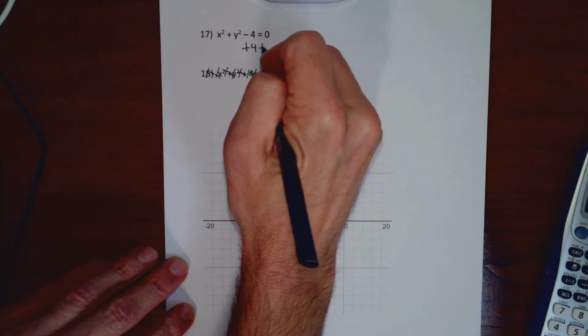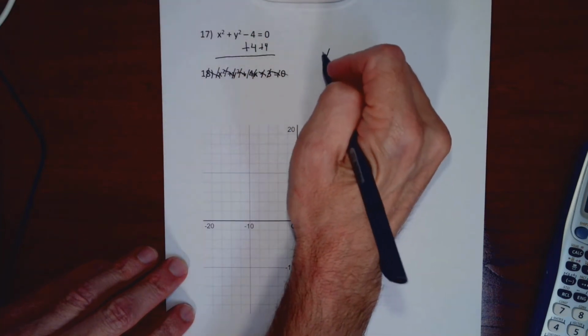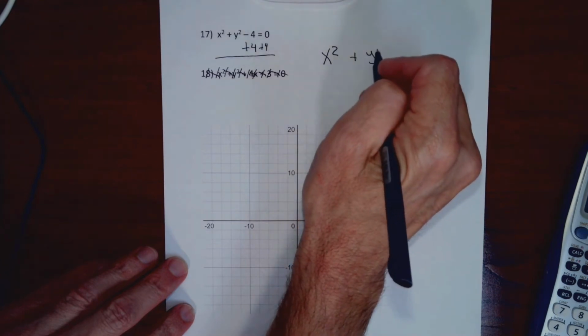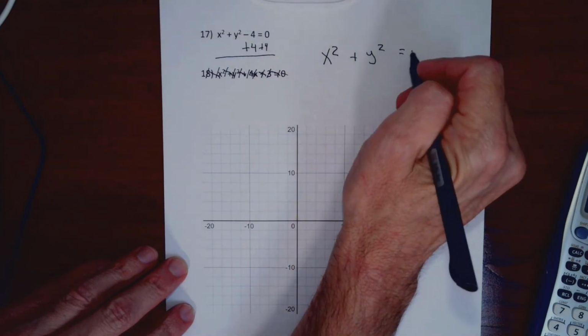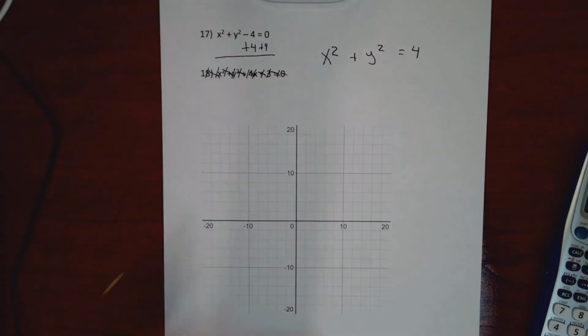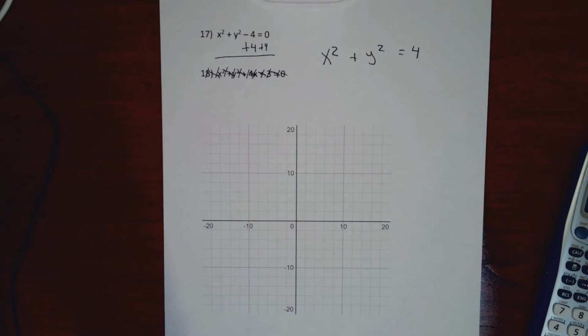The number that doesn't have a letter, if there is one, needs to be on the opposite side of the equation. So adding 4 to both sides, I get x squared plus y squared equals 4. There isn't an x to the first power term, so I don't need a c for the x's. There isn't a y to the first power term, so I don't need a c for the y's.